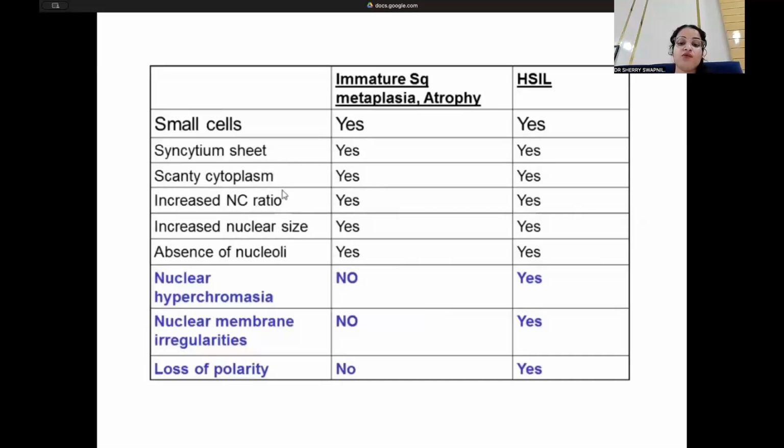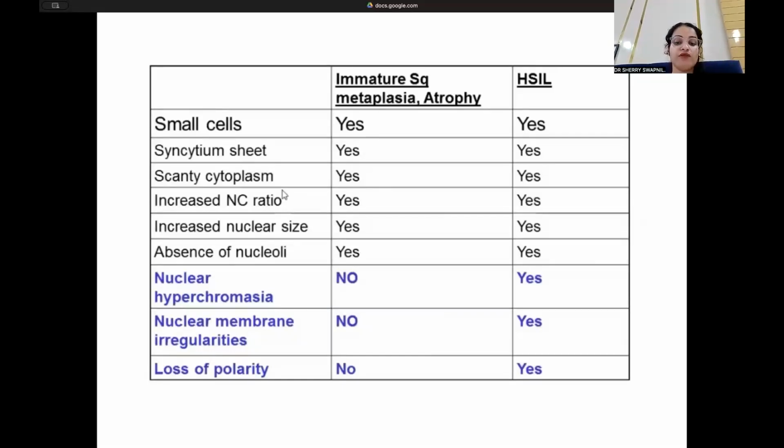So, immature squamous metaplasia in comparison to HSIL. The cells are small in both cases. They can be arranged in syncytial sheets or groups. Cytoplasm is scanty, definitely. N/C ratio is high. Nuclear size is high. There is absence of nucleoli in both cases. So these are the common features which can be confusing.